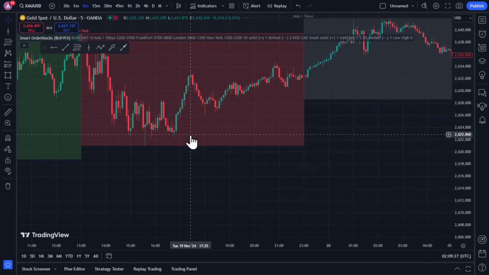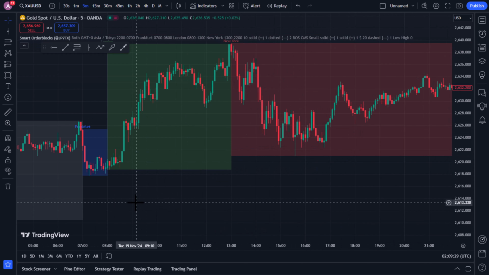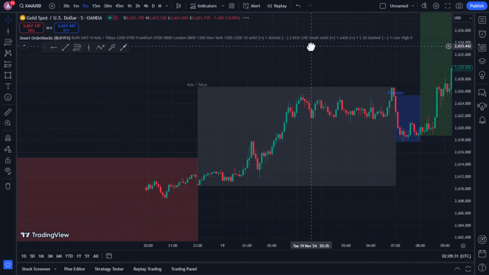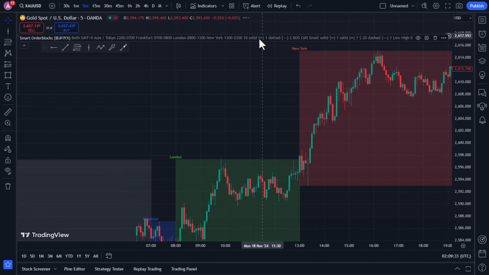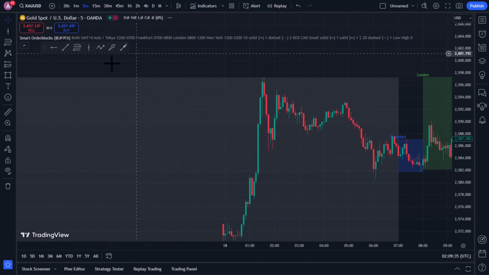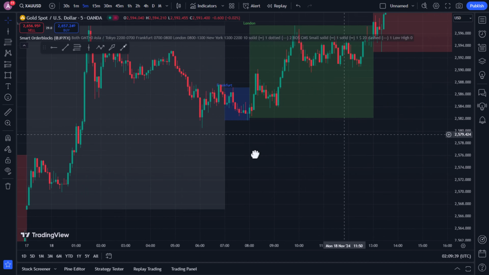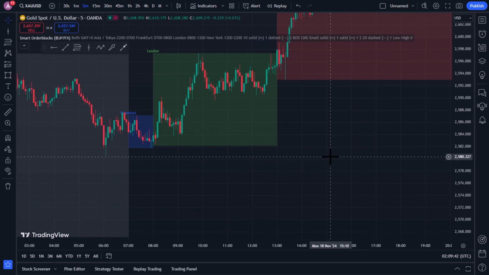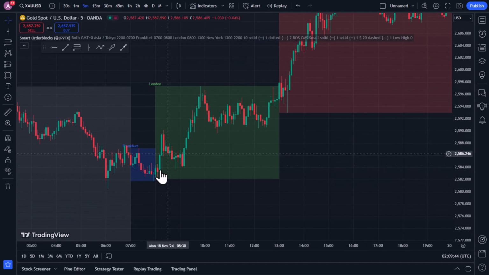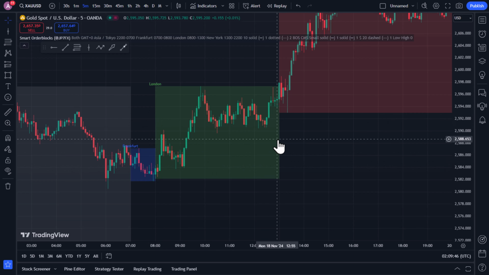So that's just it. This is a very simple layout so that you understand every single thing I'm talking about. As you can see, it goes on and on. So that's how simple it is. Let's start on Monday. This right here was on Monday, as you can see down there, and this is the London session.